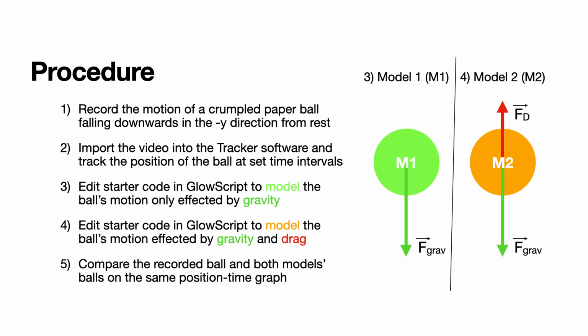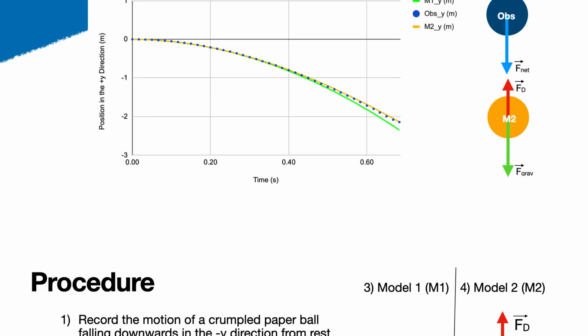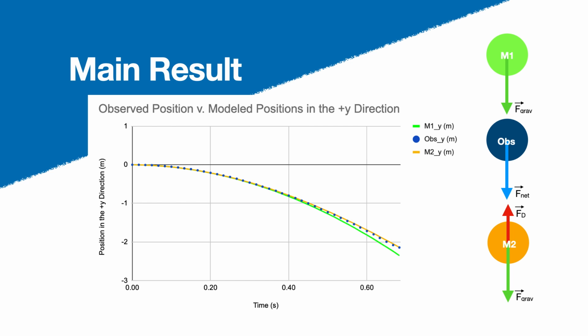Fifth, I will compare the recorded ball and both models' balls on the same position-time graph. After these steps, the main result of my lab is that there is evidence that drag influences the paper ball, but its effect is minimal during the observed time interval, with a proportionality constant of approximately 0.0007.